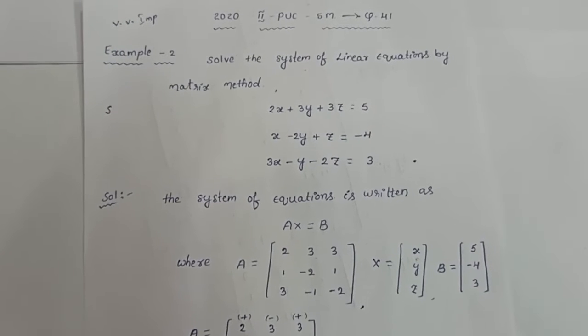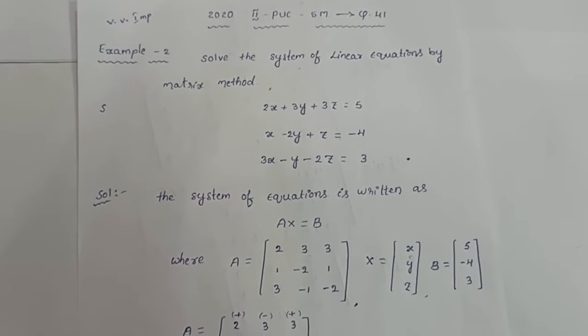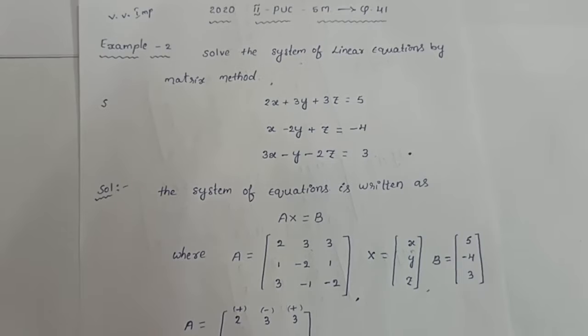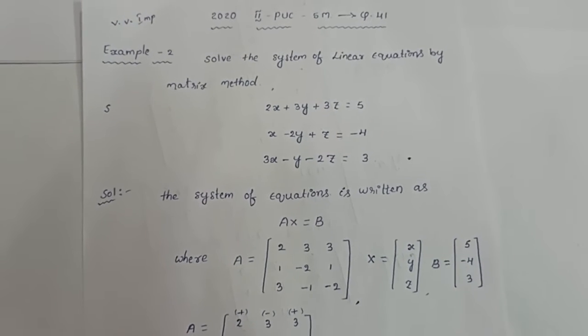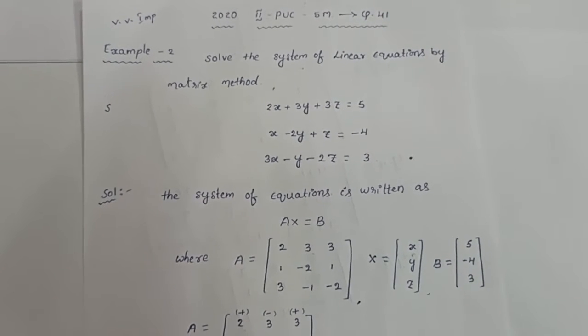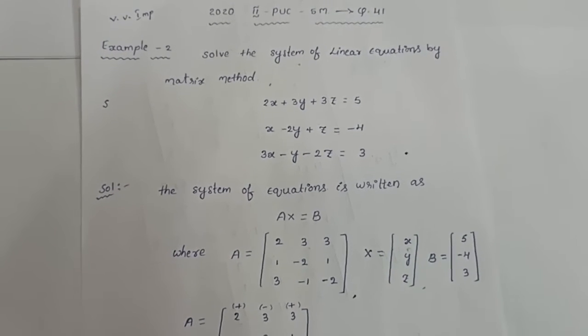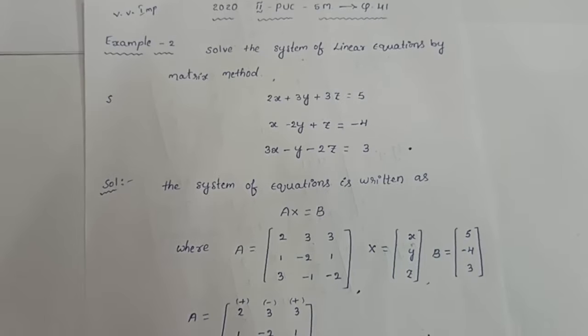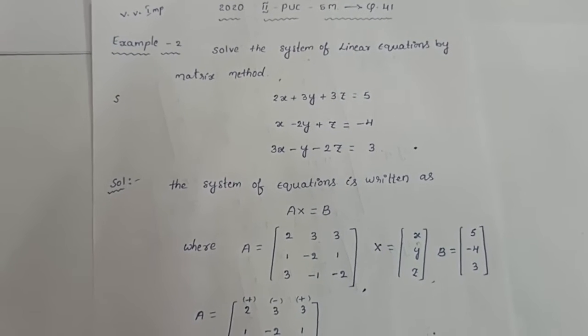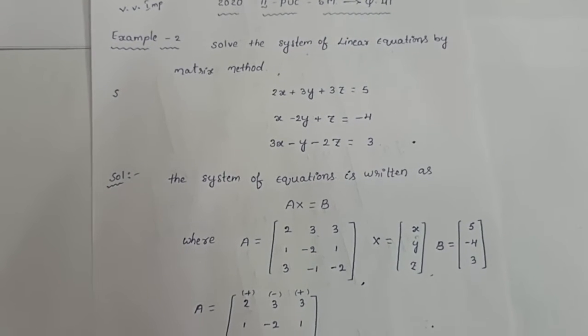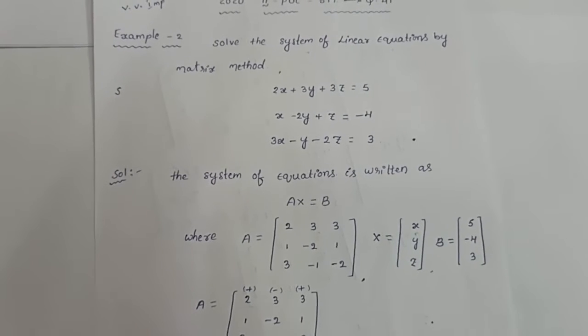Example 2. Solve the system of linear equations by matrix method. The given equations are 2x plus 3y plus 3z equal to 5, x minus 2y plus z equal to minus 4, 3x minus y minus 2z equal to 3. These are the given equations.